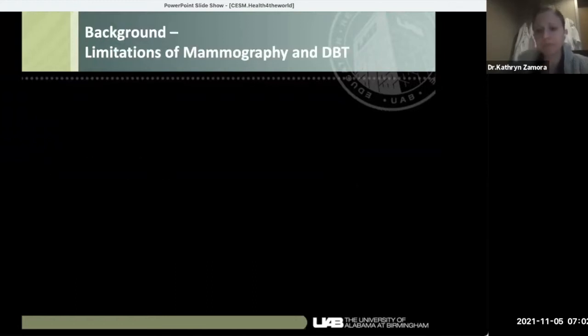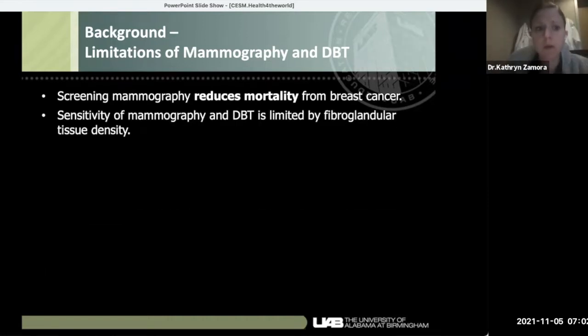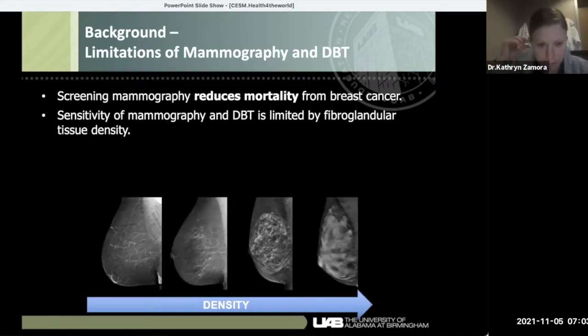artifacts. A little background on mammography and digital breast tomosynthesis. We do know that from randomized controlled trials and observational studies that screening mammography reduces mortality from breast cancer. However, we also know that the sensitivity of mammography and tomosynthesis is limited by tissue density. Tomosynthesis has improved cancer detection in dense breast, but it is still a limiting factor.